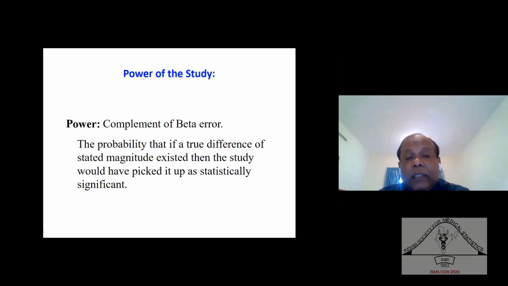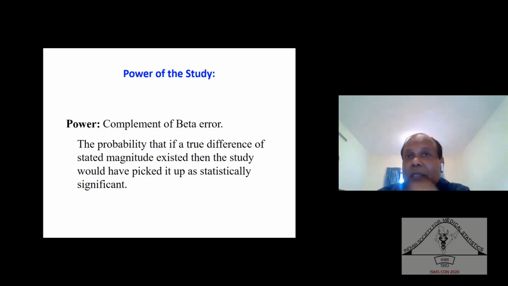On the other hand, the power is the complement of the beta error. It is the probability that if a true difference of stated magnitude existed, that means there is a difference available in the data, the study would pick it up as statistically significant. If I come out with a negative result, no difference between the two arms, but there is some difference available, how many times could the difference be shown as statistically significant? 60% of the time. But the minimum needed power is 80%, the international standard. So it tells you that you should have studied some more numbers to bring that power to 80%.